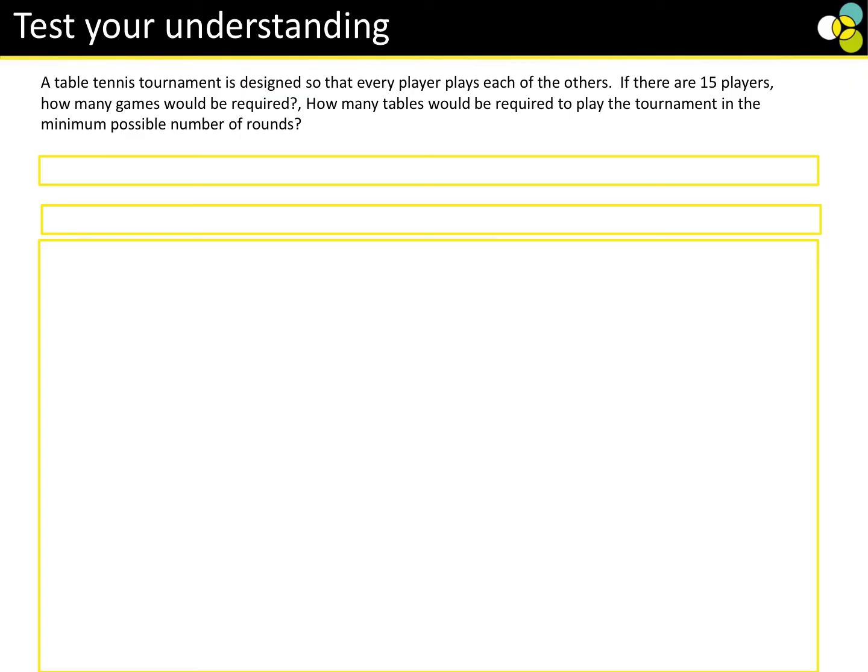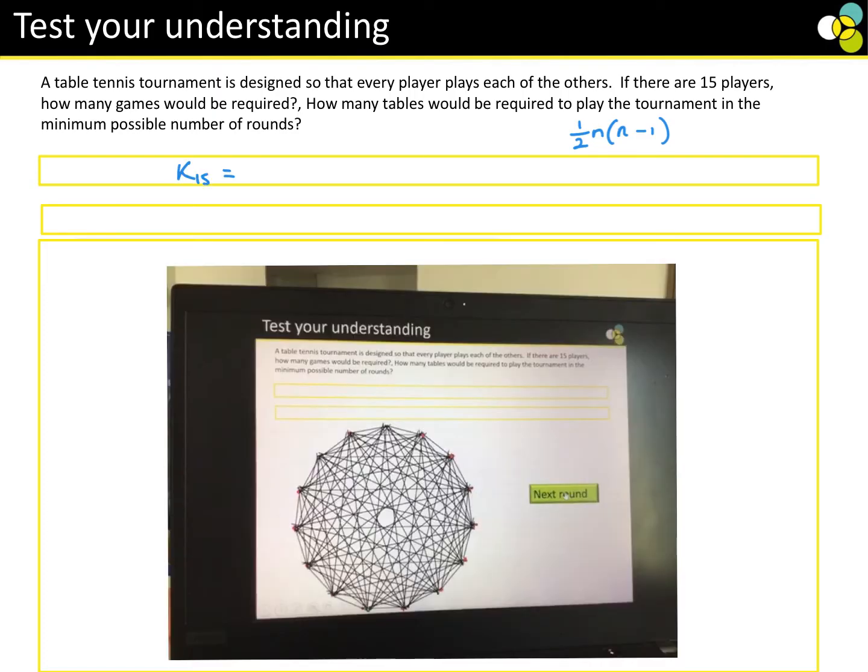Okay, so essentially, I'll give you that formula again. Half n(n minus 1), okay? Give this a go. It's K15, so to work out exactly how many games, I'd have a half of 15 times 15 minus 1, which is 7 times 15, 105 edges, okay? So therefore, that would mean there'd have to be 105 games.